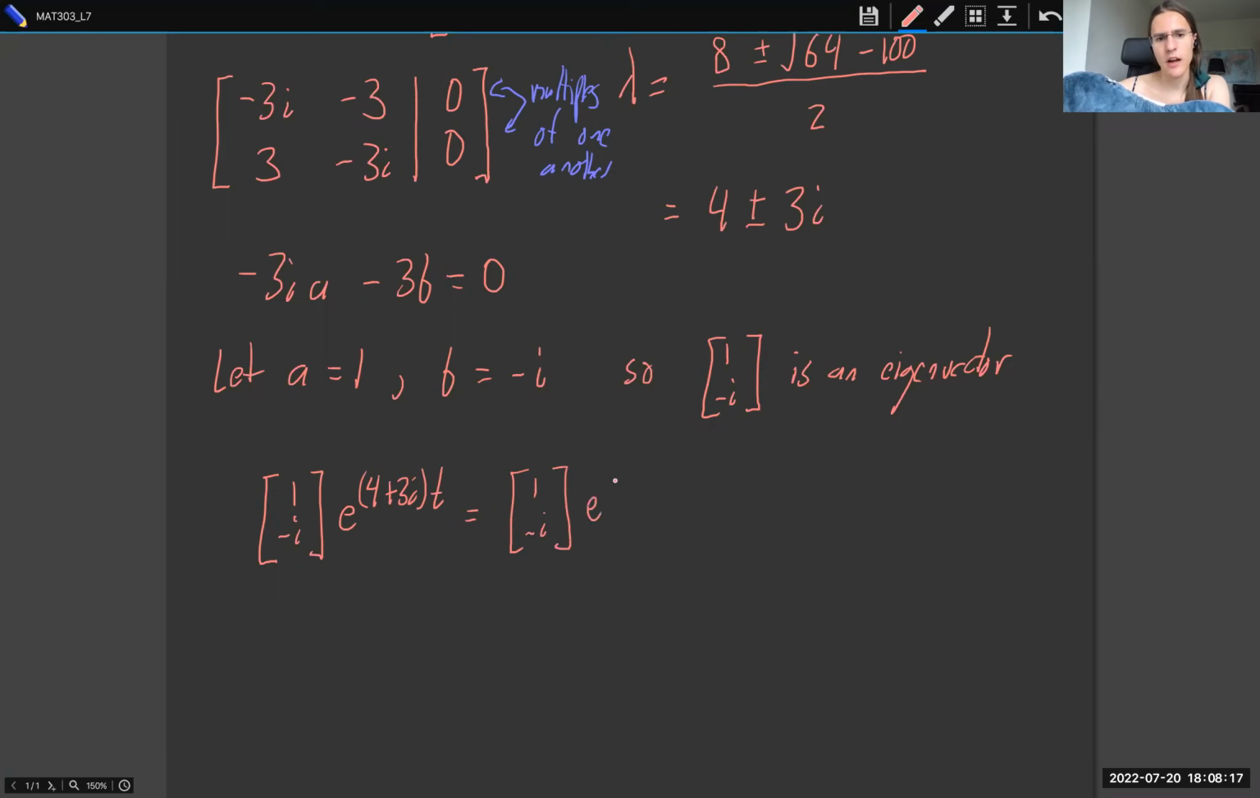And that can also be written as (1, -i) times e to the 4t times cosine of 3t plus i sine 3t.